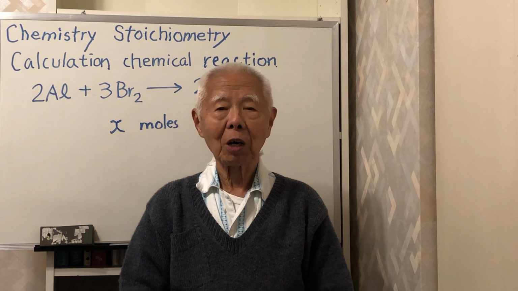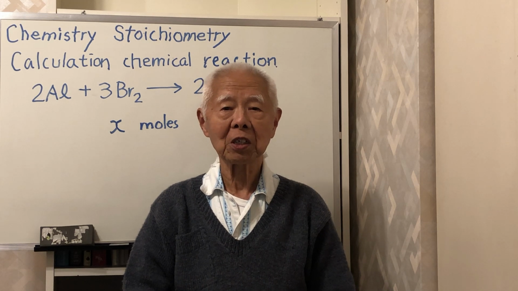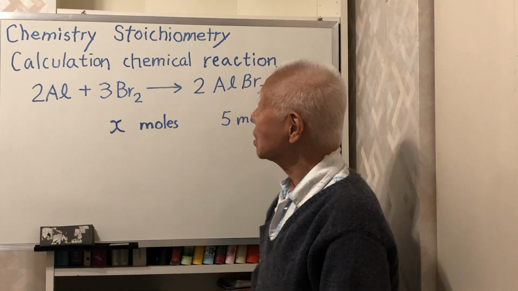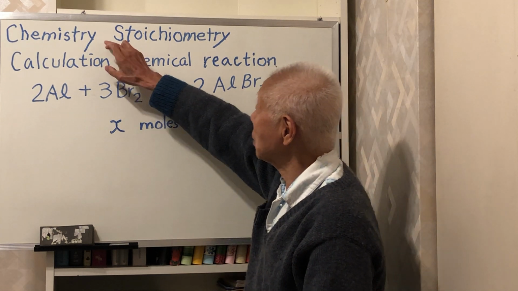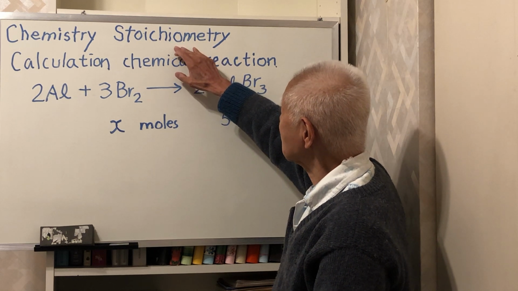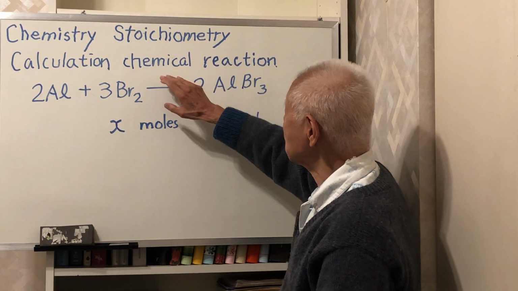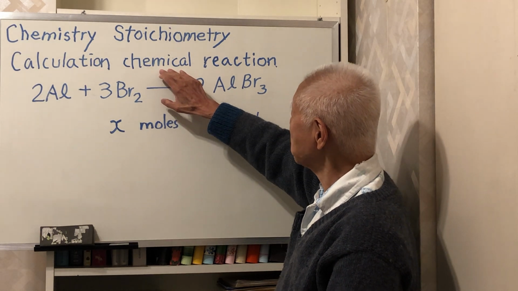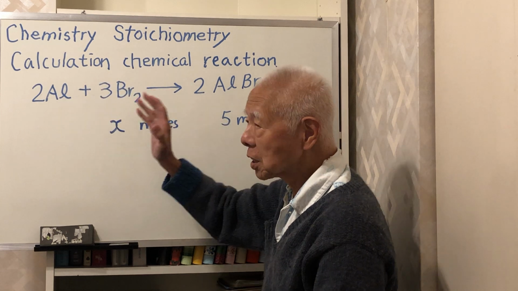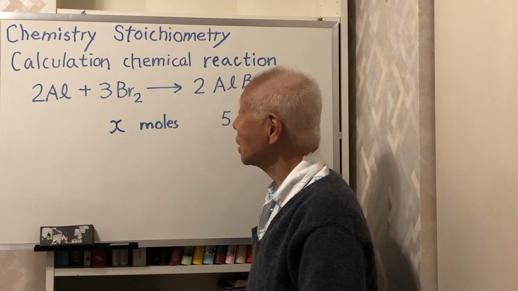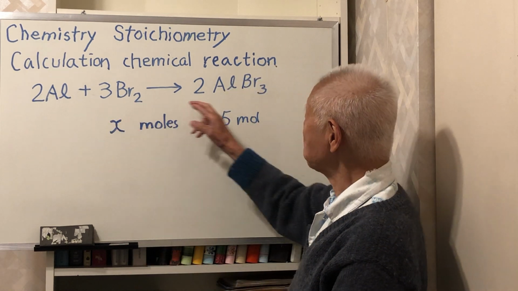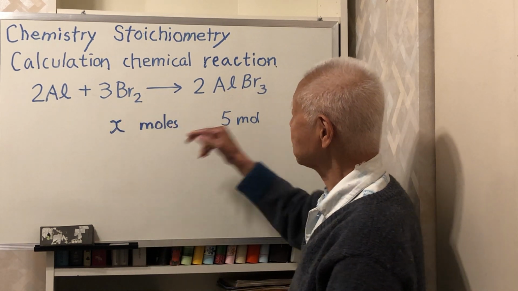Today I'm going to talk about some chemistry calculations. It's called stoichiometry. What this word means is you have a chemical reaction and we want to do some calculations. Let's have an example. This is a reaction equation.